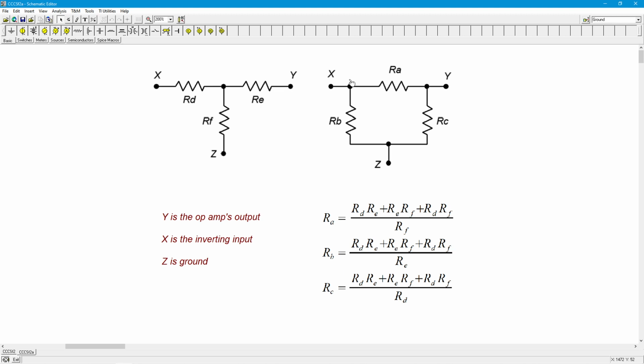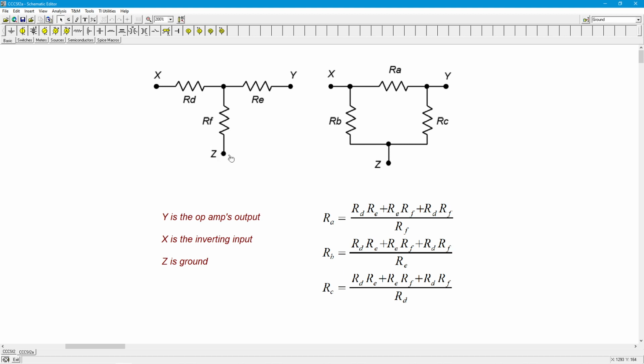If you remember one thing about these conversions, once you do the computation, the delta is the functional equivalent of the Y and vice versa. You can replace any Y with an appropriate delta, and any delta with an appropriate Y, and the rest of the circuit behaves the same way. So we have this configuration, where Y is the op amp's output pin.